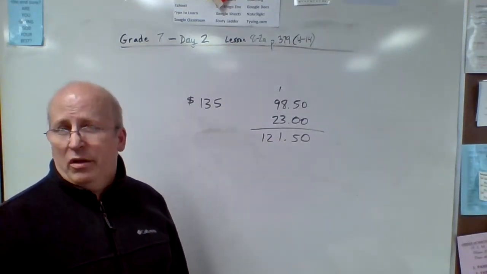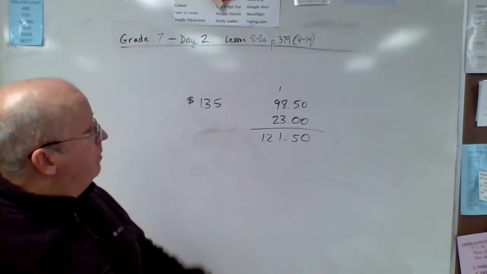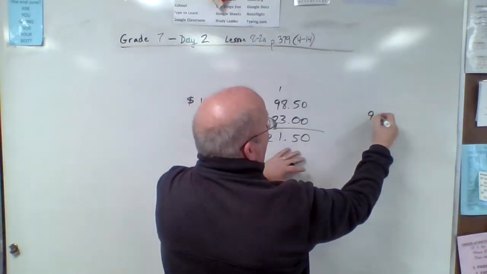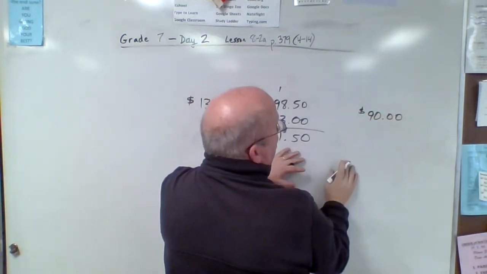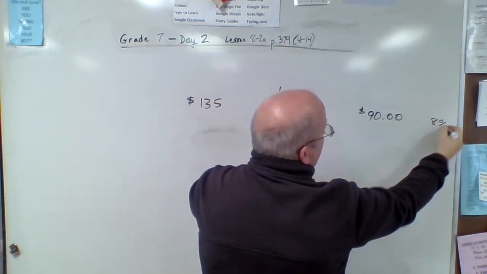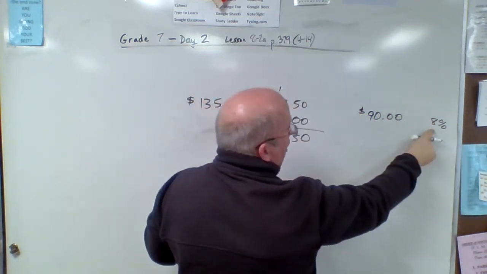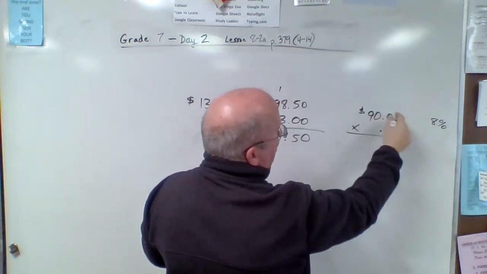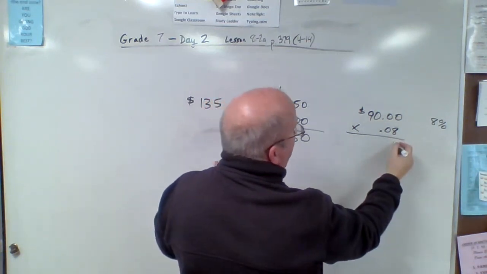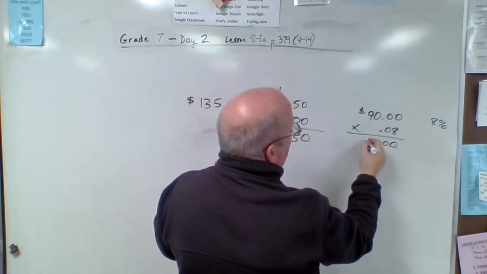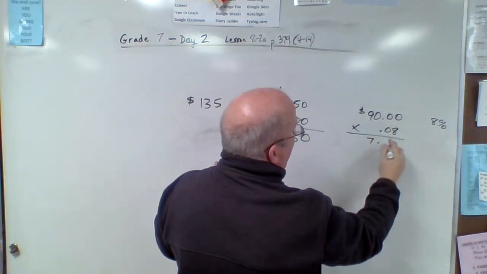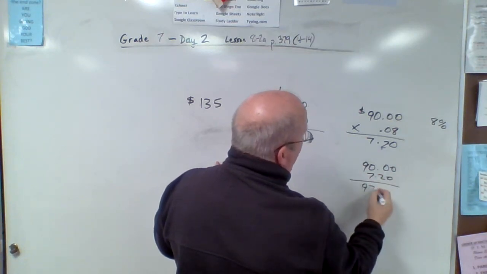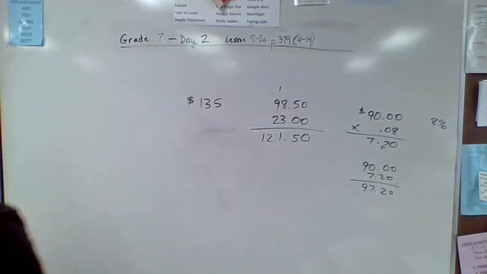Do you remember how to figure out sales tax and what to do with that? Well, let me give you a different number. Instead of this number, what if you had to figure out the sales tax on $90 and the sales tax is 8%? How would you do that? Well, change this into a decimal number and multiply by the $90. In this particular case, it would end up being $7.20. Then you'd have to add that $7.20, and the total value is $97.20.